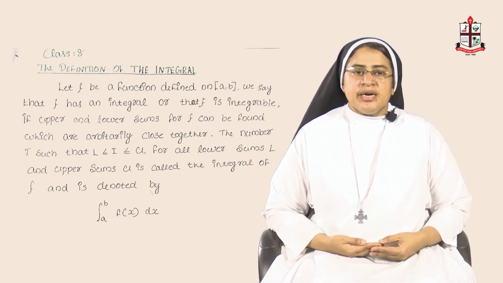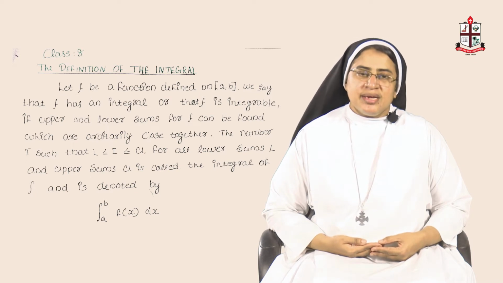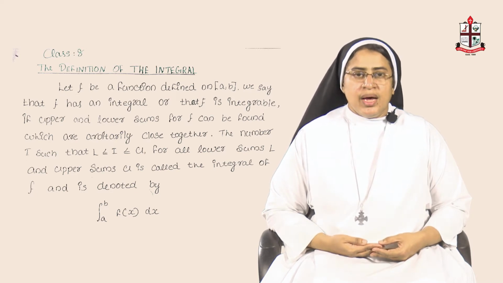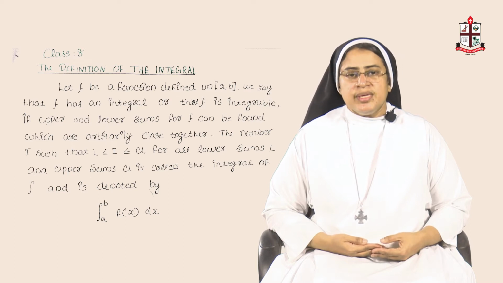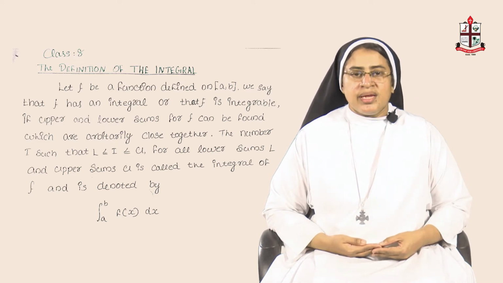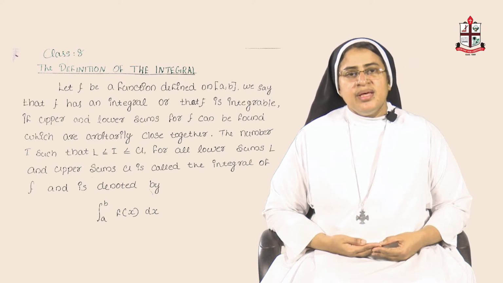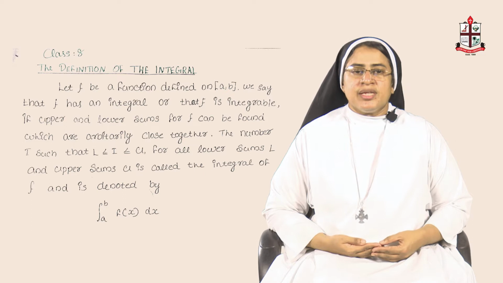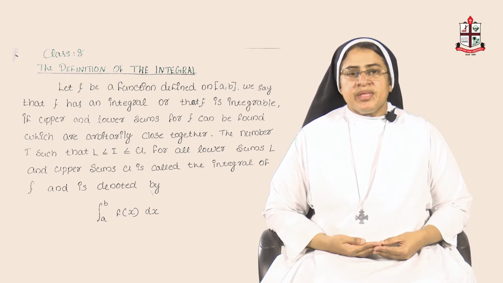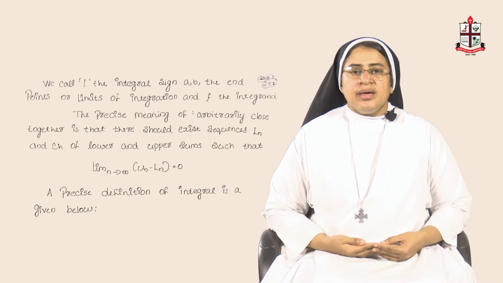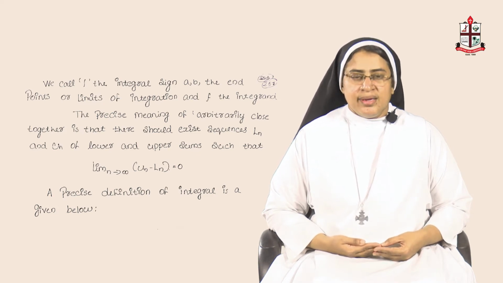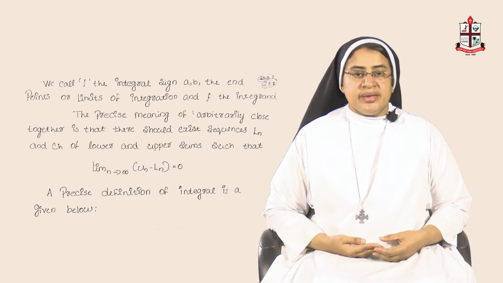We are defining a number capital I such that lower sum L is less than or equal to I, which is less than or equal to U, the upper sum, for all lower sums L and for all upper sums U. Then this number I is called the integral of f. It is denoted by capital I equals integral a to b f of x dx. We call the sign integral a b the endpoints or limits of integration. f is called the integrand.